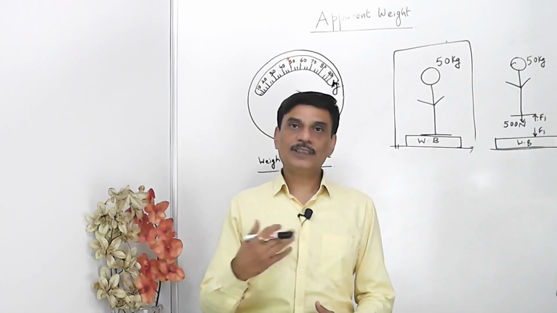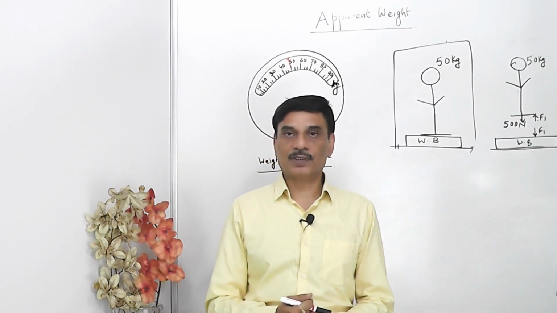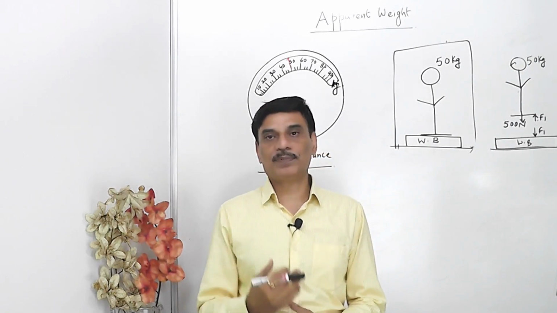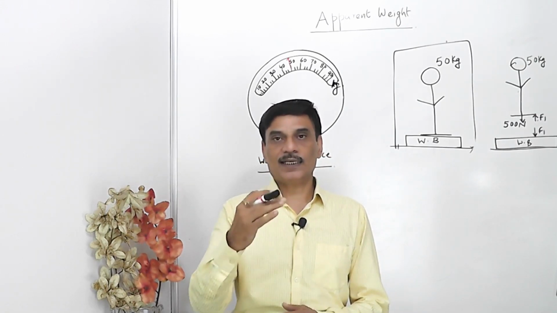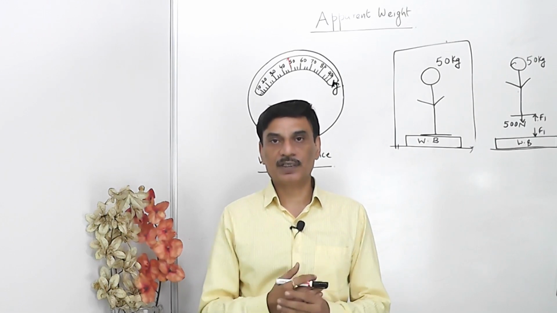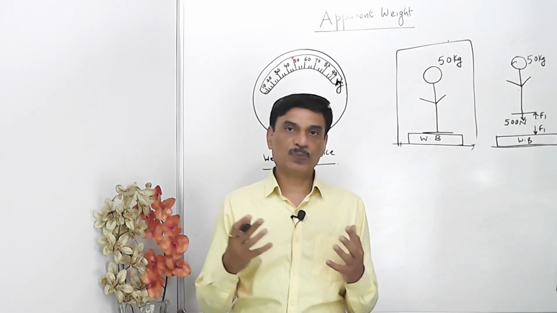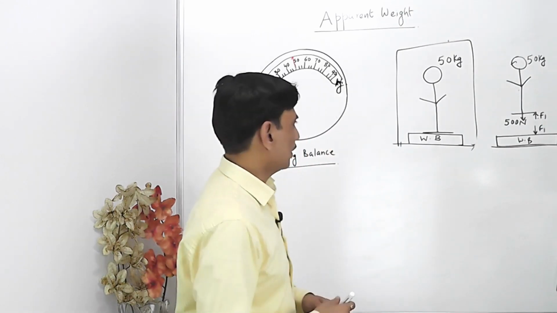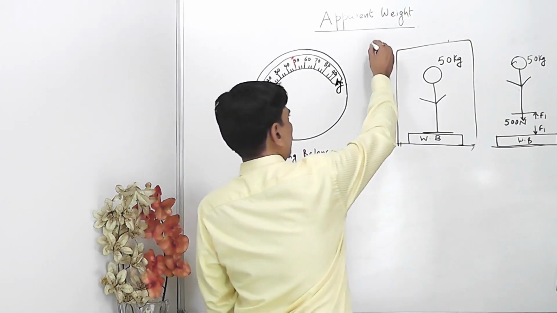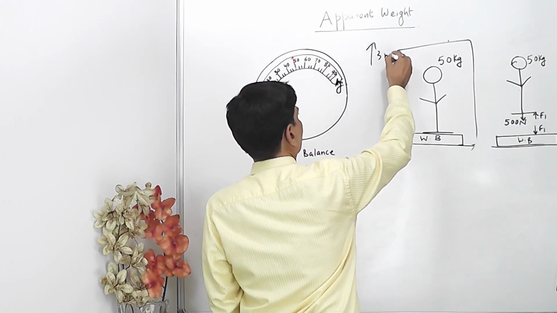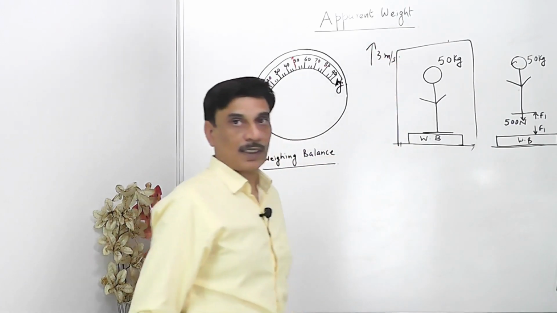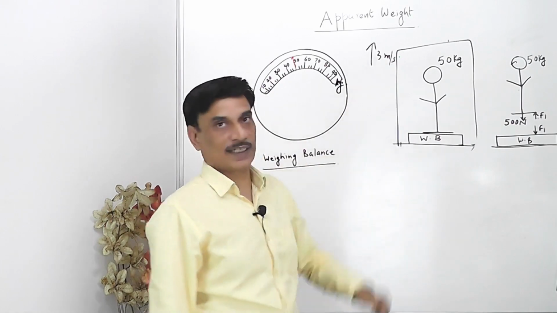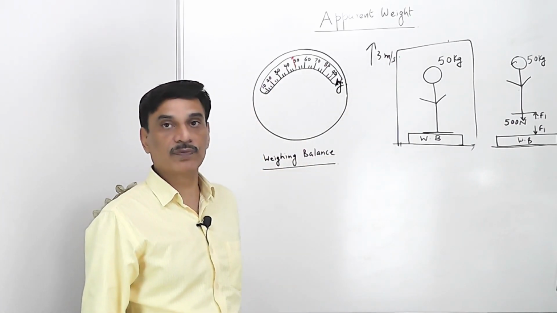Generally, the students have a misconception, that is, if the lift is going up, the apparent weight increases, and if the lift is going down, apparent weight decreases. This may or may not be the case. Let's see how. Let's say this lift is going up with 3 meter per second. I have written 3 meter per second. There is no acceleration, this is moving with a constant velocity.